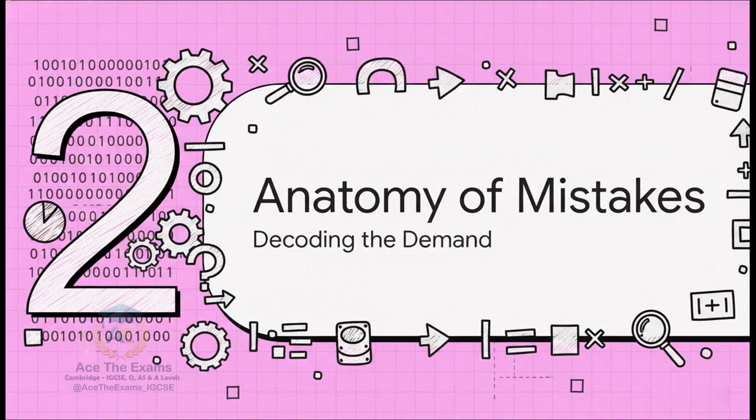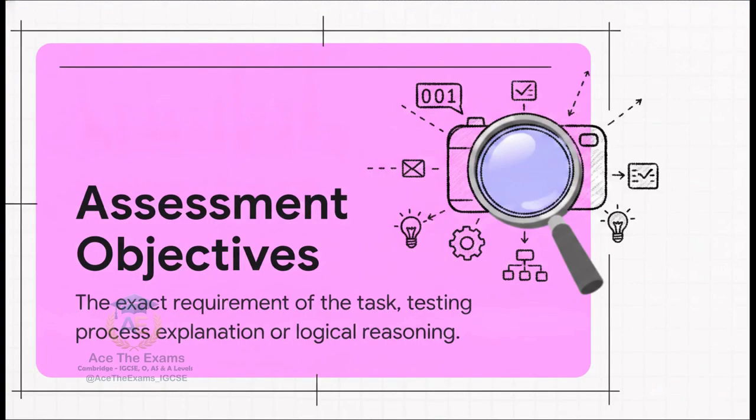Moving on to Section 2, Anatomy of Exam Mistakes, Decoding the Demand. This is where we change how you read a paper. Look, answering correctly has to start with treating exam questions like a complex puzzle. You cannot just pick up your pen and start writing the second you see the word binary. You need to decode the demand of the question first. You have to diagnose exactly what the task is testing before your pen even hits the paper.